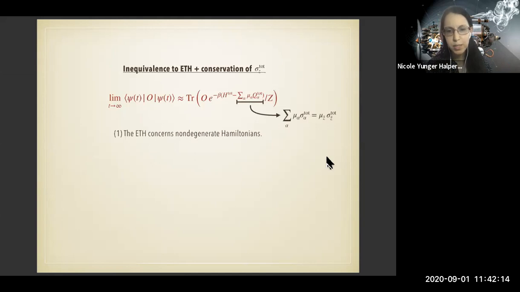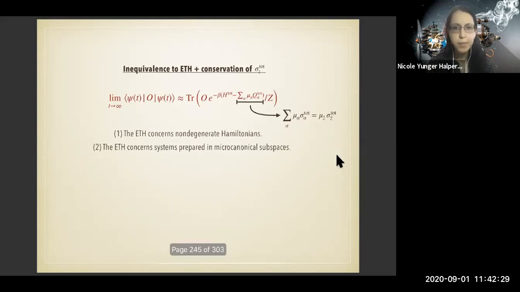As we said before, our Hamiltonian conserves a whole bunch of different charges that don't commute with each other. It has some weird degeneracies. So we should not expect our already known many body physics toolkit to work or to be justified. Second, this toolkit concerns systems that are prepared in microcanonical subspaces, which we don't necessarily have access to in the non-commuting problem. Third, the microscopic dynamics of these two problems are very different.